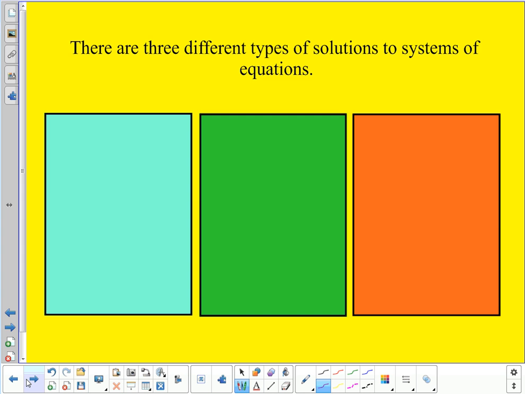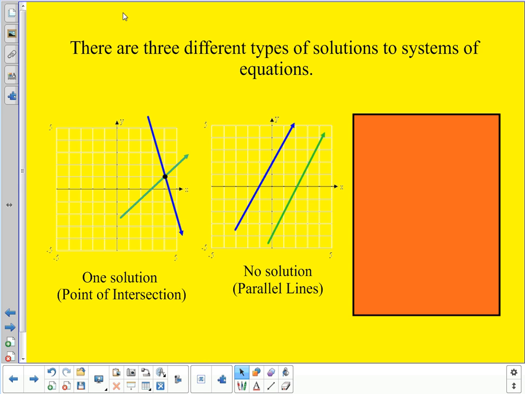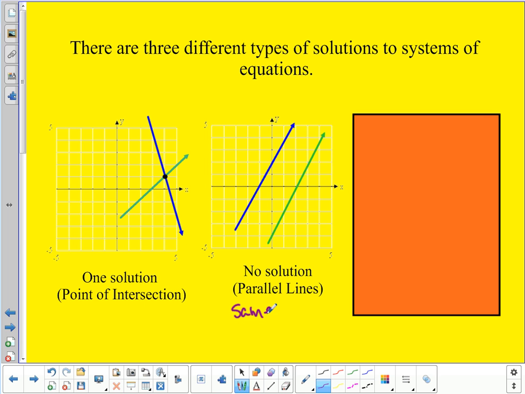Now, there are three types of solutions to systems. The first one is a system that has one solution, one point of intersection. It's where the two lines have different slopes and different y-intercepts. Another possible solution is no solution, and these are parallel lines. Parallel lines have the same slope. So lines that have the same slope but different y-intercepts are parallel and have no solution.